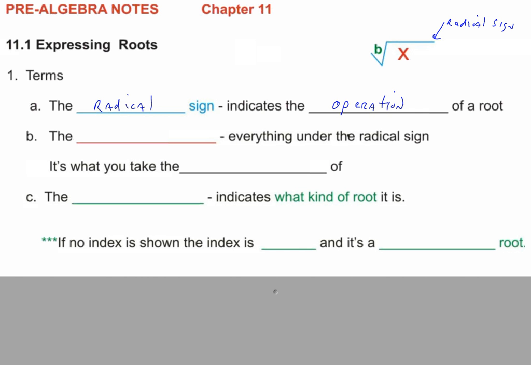All right, so do you remember what we call everything underneath the radical sign? It's called the radicand, with a D on the end. R-A-D-I-C-A-N-D, the radicand. So you've got the radical sign and you've got the radicand. It's anything underneath the radical sign, and it's what you take the root of. It's not good English, but it's great math. You're taking the root of the radicand.